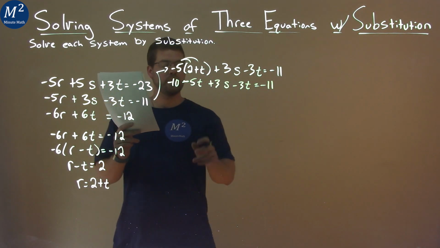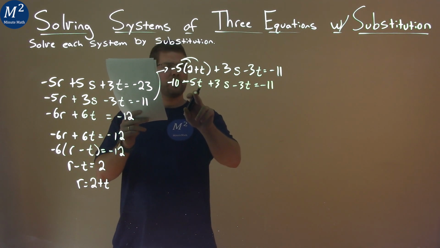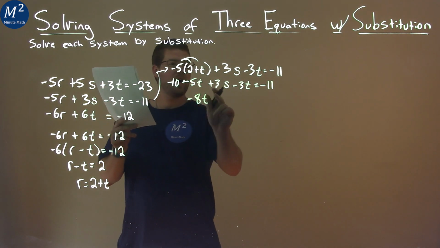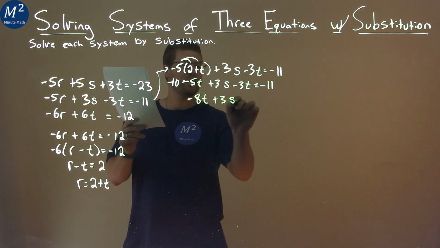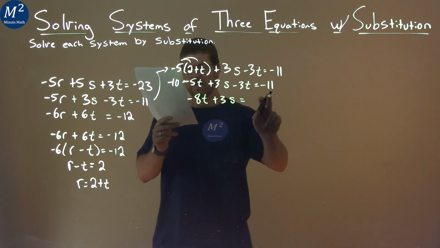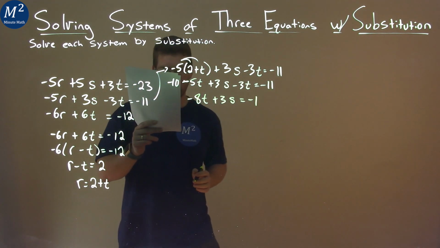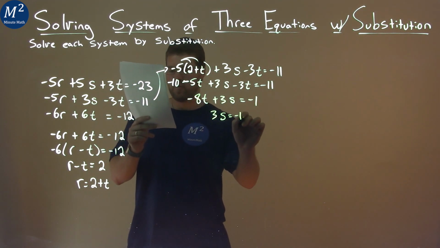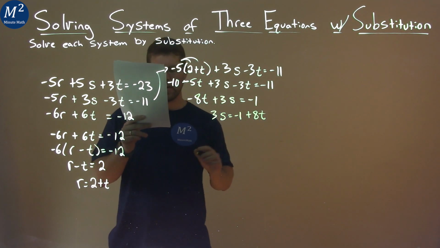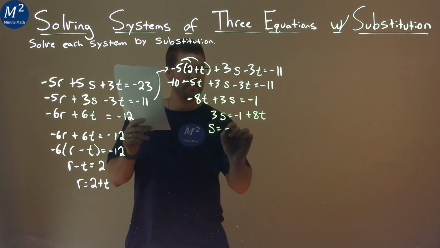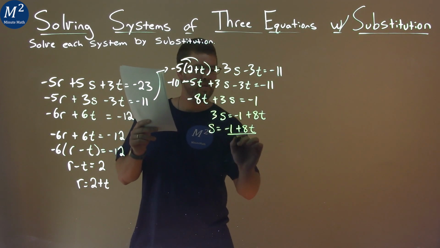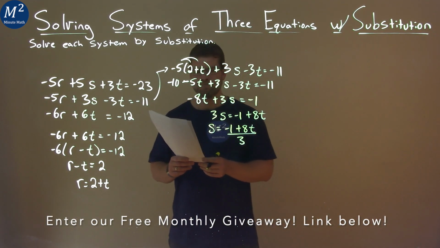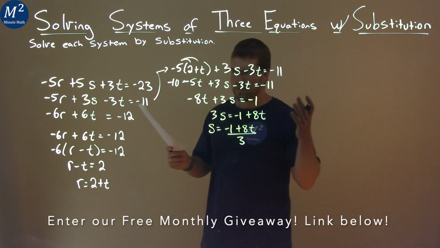Let's combine our like terms where we can. Negative 5t and a minus 3t is a negative 8t. We have just a 3s here. And then if we add a 10 to both sides, negative 11 plus 10 is a negative 1. To get s by itself, I'm going to add an 8t to both sides, and so we have 3s equals negative 1 plus 8t. Divide both sides by 3, and s equals negative 1 plus 8t over 3. Fantastic. But it's a little difficult with a fraction. But don't be afraid. Same process still applies.